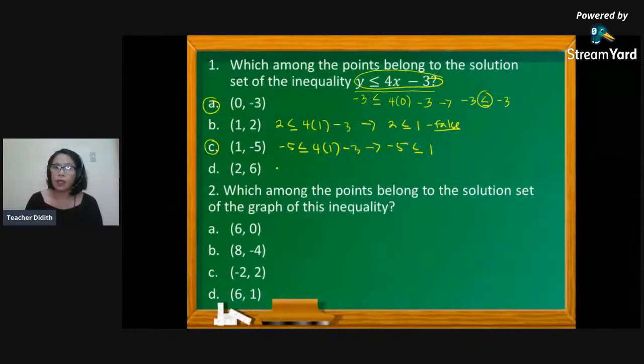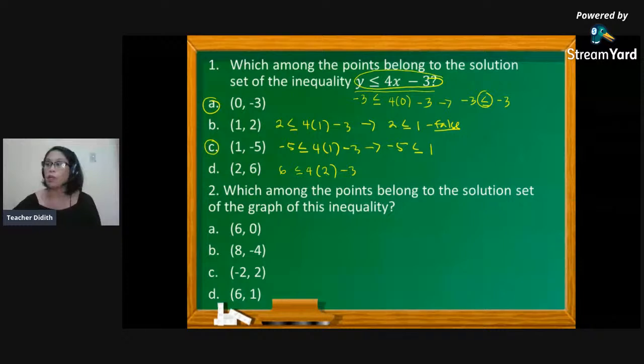And then choice D, so y is 6, so this is 6 is less than or equal to 4 times 2 minus 3. Basically, you will just substitute the x coordinate and the y coordinate to the x and y respectively of the inequality, and then decide if the statement is true.